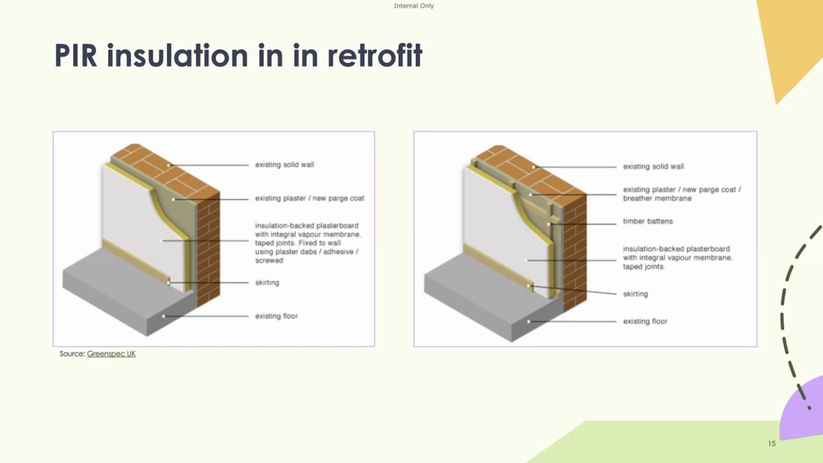Again, one of the challenges with this type of construction, certainly internal wall construction in general, is it will obviously reduce the room sizes and might require changes to skirting boards and plug socket locations and things like that. And obviously it can be quite a disruptive thing to do during a retrofit project. So it's not always common that people will use internal wall insulation, but those options are there.